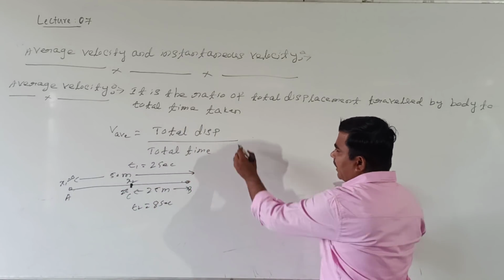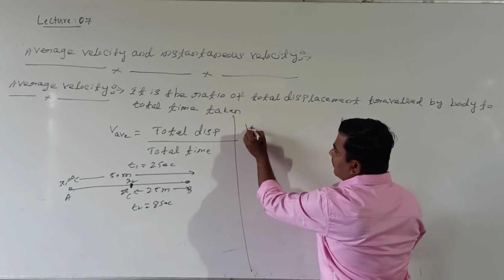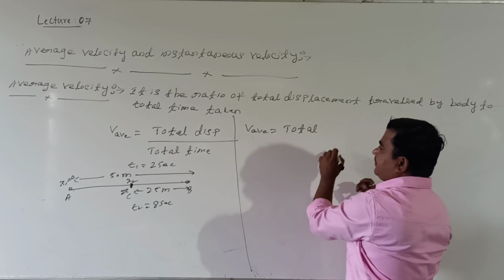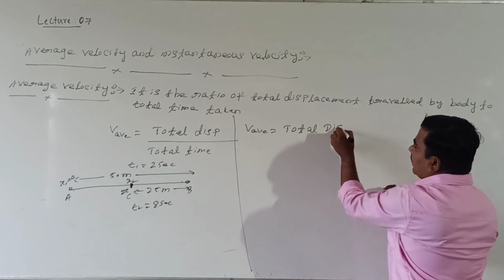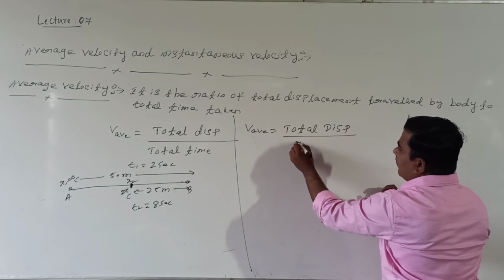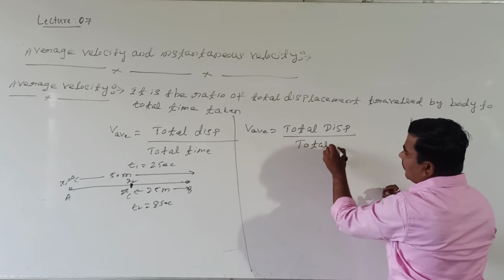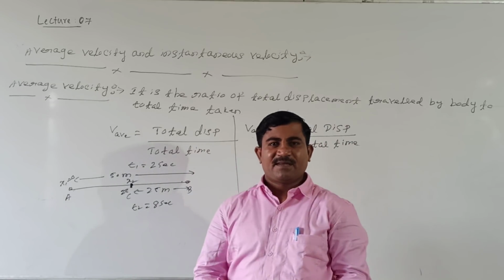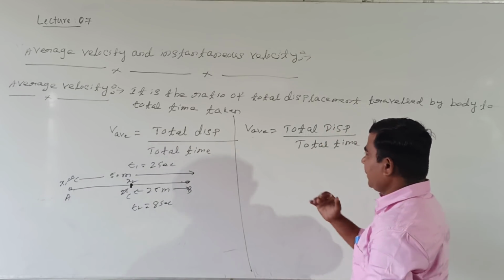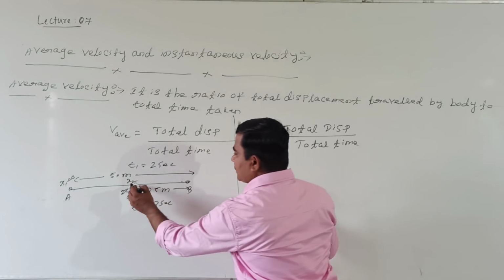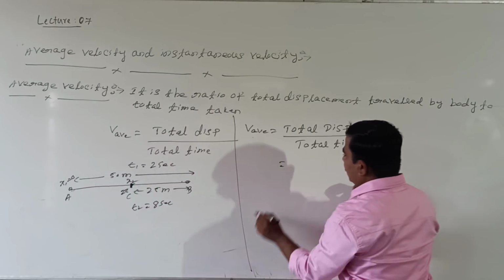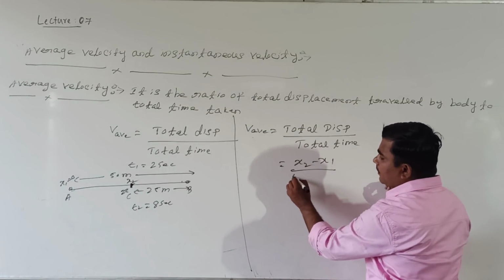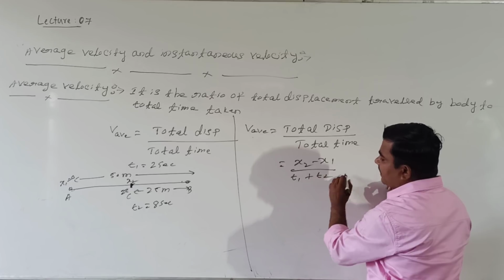Here, what is the velocity? We know average velocity is total displacement divided by total time. Total displacement means final position minus initial position, so total displacement is x2 minus x1. Total time is t1 plus t2.